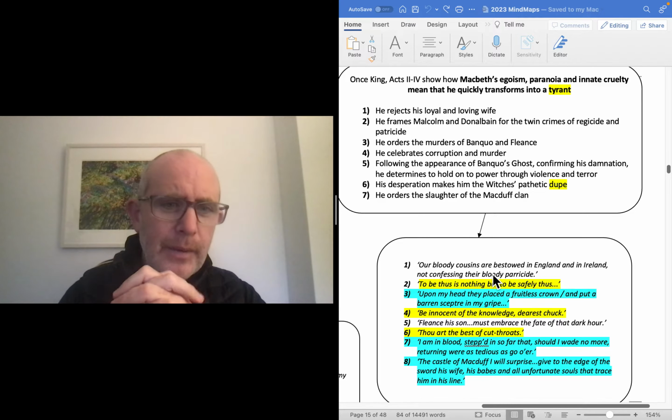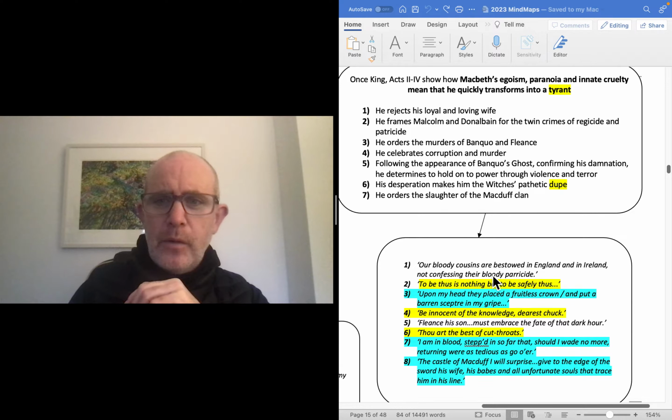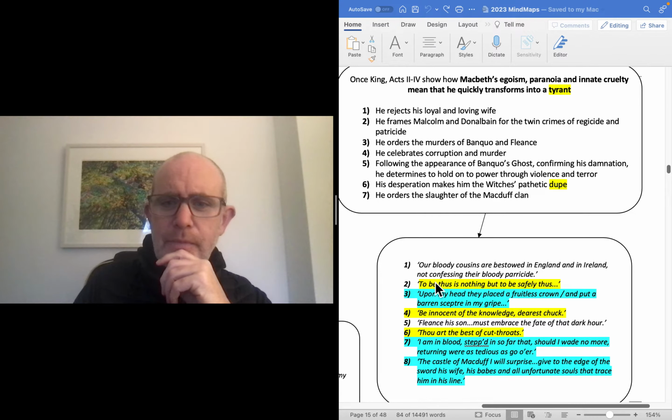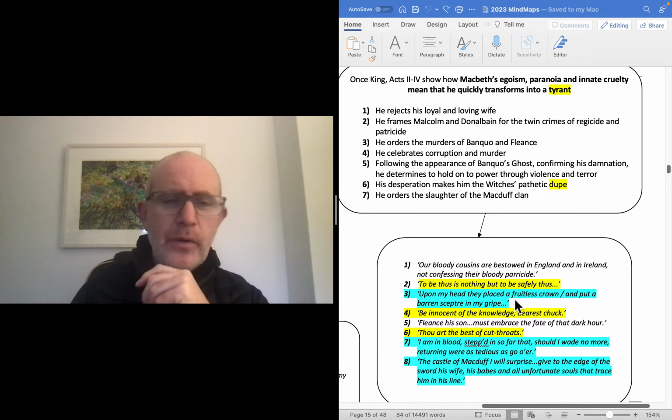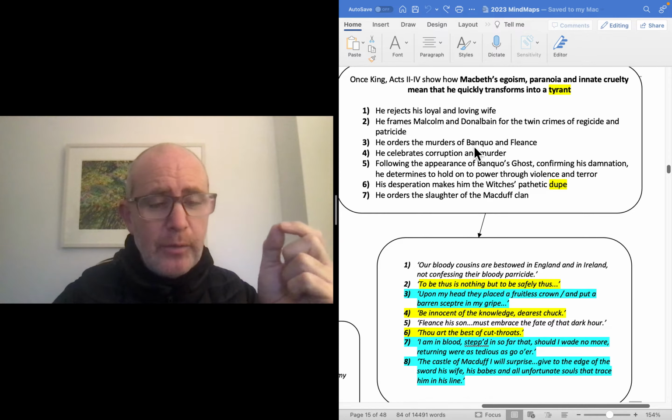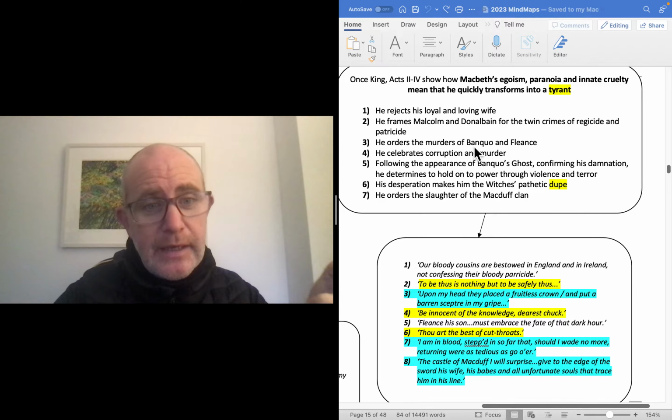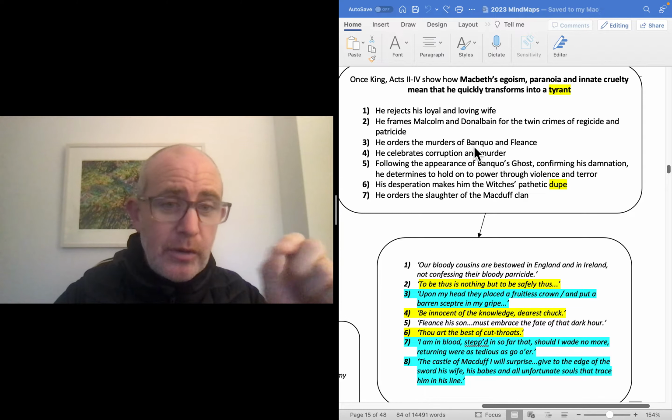His complaining about the witches, like when he says that "upon my head they placed a fruitless crown and put a barren scepter in my grip." Now, this has all got to do with Banquo, right? Banquo's prophecy was, "Thou shalt get kings though thou be none," which means that you won't be king, but your kids will be kings. Macbeth knew that before he killed the king.